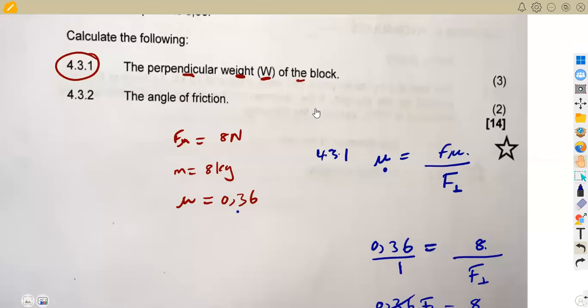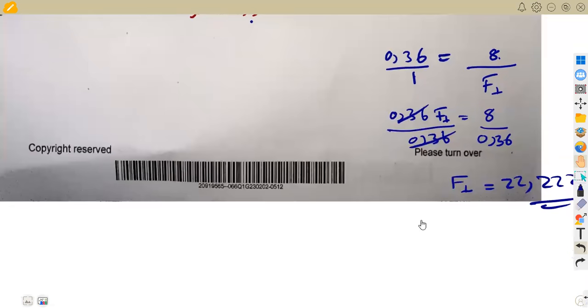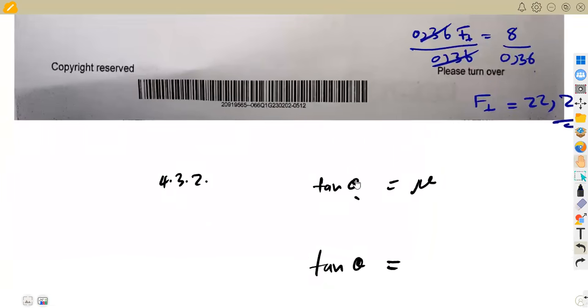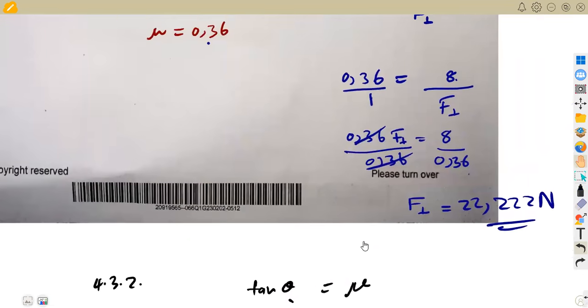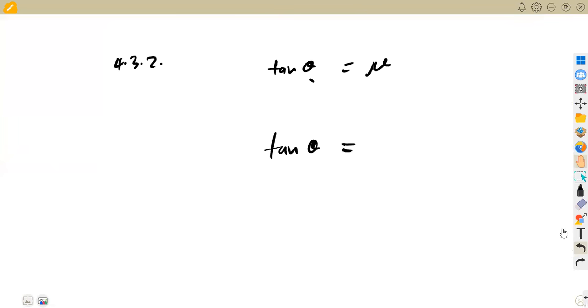Then now calculate the angle of friction. How do you calculate the angle of friction from the coefficient of friction? All right, remember, from the coefficient of friction, it follows that tan theta is equivalent to the coefficient of friction. Since we have to calculate theta, it means tan theta is equal to the coefficient of friction, which in this case is 0.36.